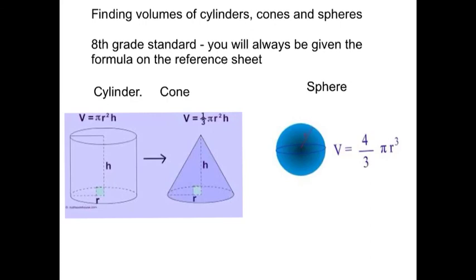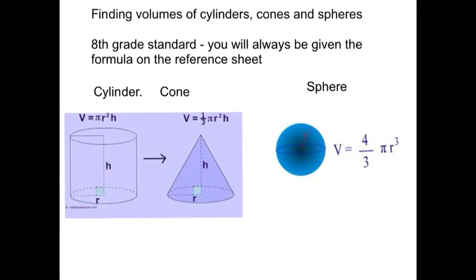And so basically, for the entire class and next year and on the 8th grade state test, you're going to be given the formulas for cylinders, cones, and spheres, and it's just going to be your job to be able to apply information given to volumes of cylinders, cones, and spheres. So in order for that to happen, you just have to be able to find the radius for a sphere and plug it in, find the radius and the height for a cone and plug it into the formula, and the same for a cylinder.